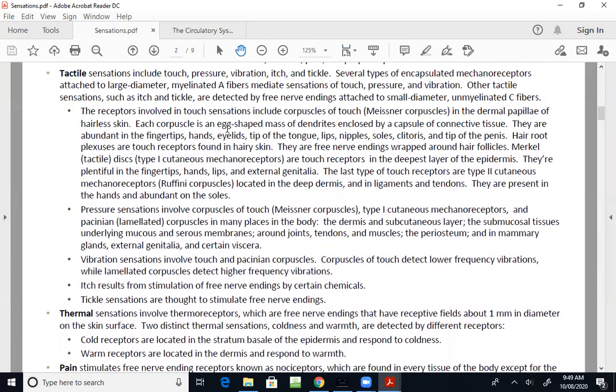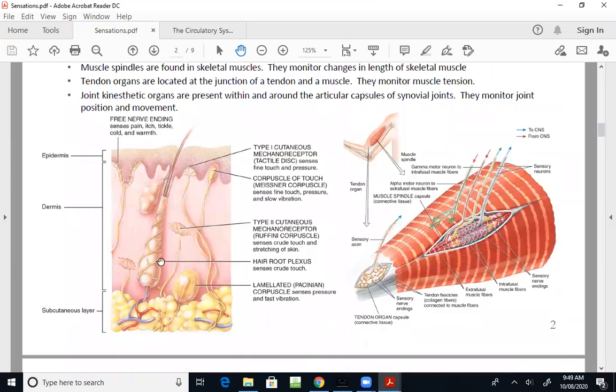So each corpuscle is an egg-shaped mass of dendrites enclosed by a capsule of connective tissue. We find them in places like our fingertips, the hands, the eyelids, the tip of the tongue, lips, nipples, the soles, the clitoris in females, and the tip of the penis in men. All places that are extremely sensitive. Hair root plexuses are something we've talked about before. Touch receptors found in hairy skin, always associated with hair because they wrap around the hair follicle and thus make our hair an extension of it.